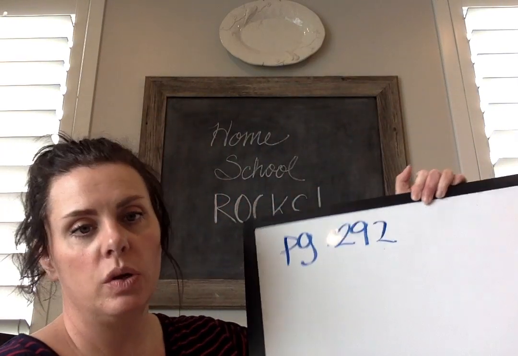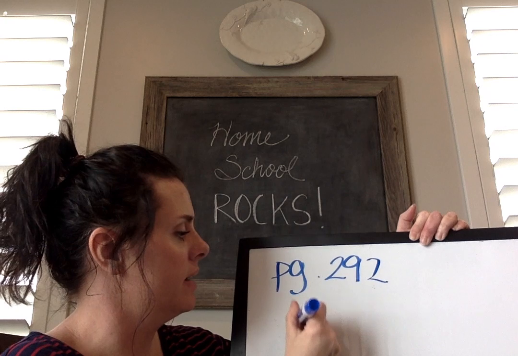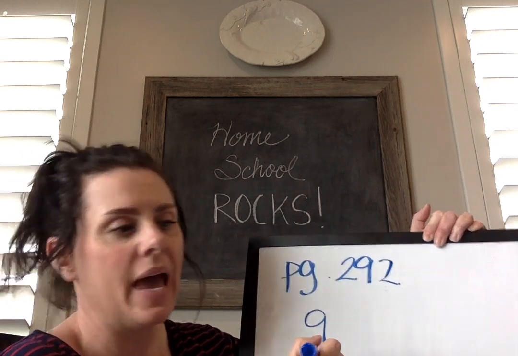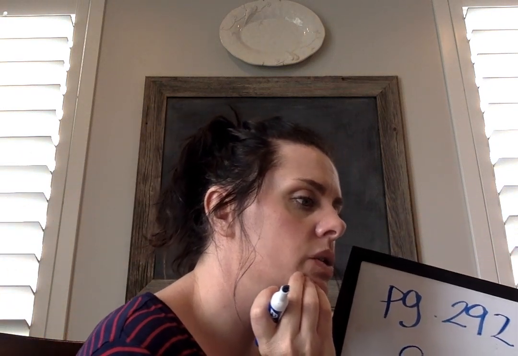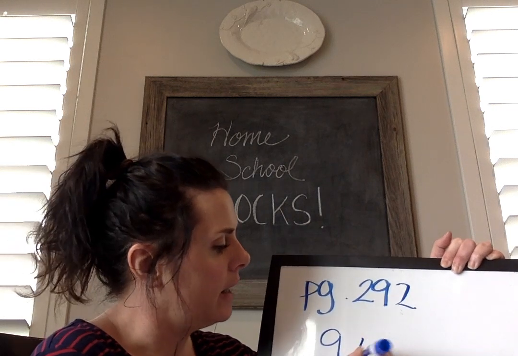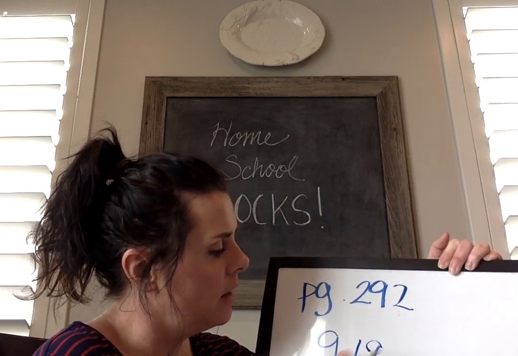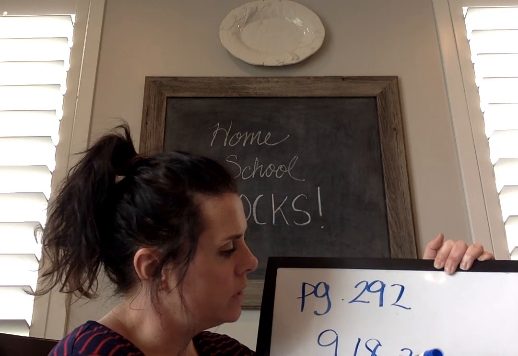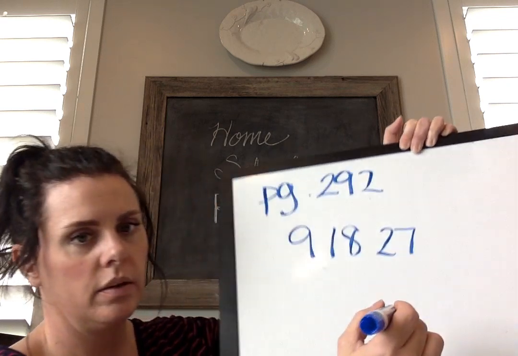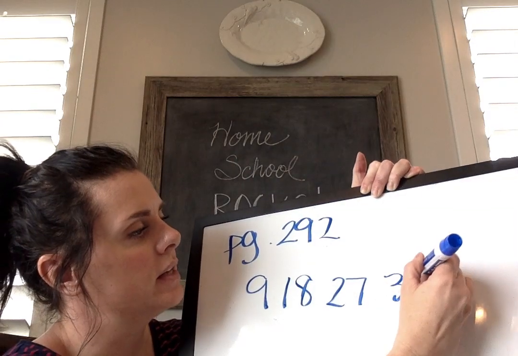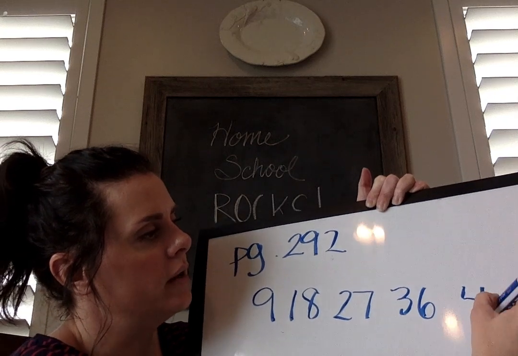Okay, now let me show you what I got. I started with 9 and added 9 each time, and it said how many? 1, 2, 3, 4, 5. So 9, 18, 27, 36, 45.